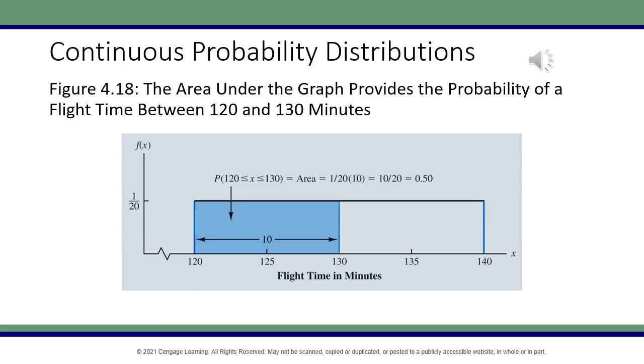Figure 4.18 demonstrates how we calculate probabilities using the uniform distribution. In this case, we're looking at the probability of a flight time between 120 and 130 minutes. The probability is represented by the area under the graph between these 2 points. Because the distribution is uniform, this area forms a rectangle. The width of this rectangle is 10 minutes, from 120 to 130, and the height is determined by the probability density function. This visual helps us understand that in a uniform distribution, the probability of an event occurring within an interval is proportional to the width of that interval.